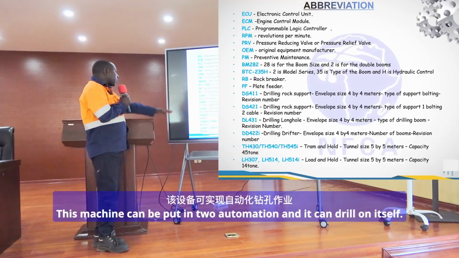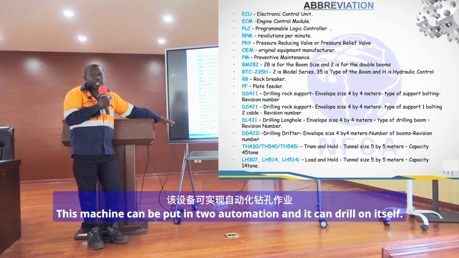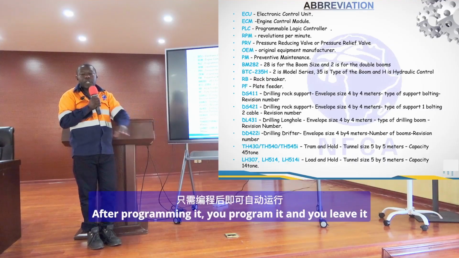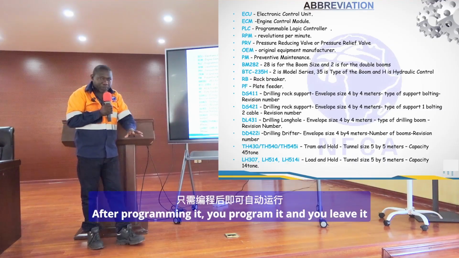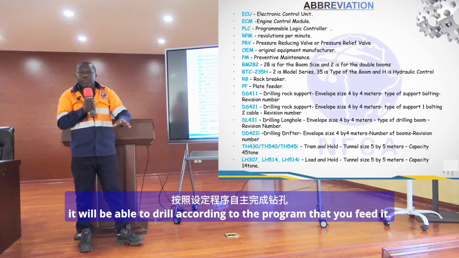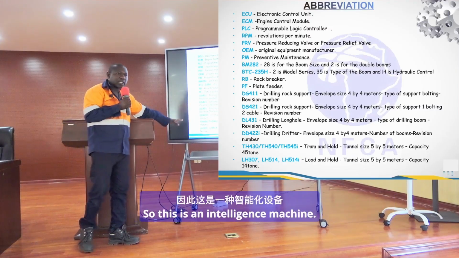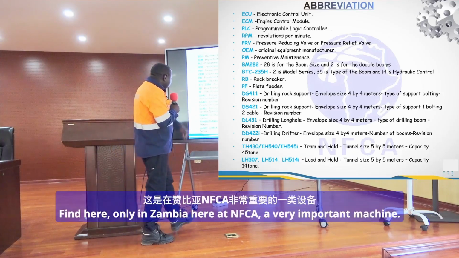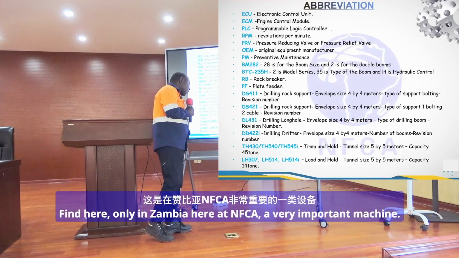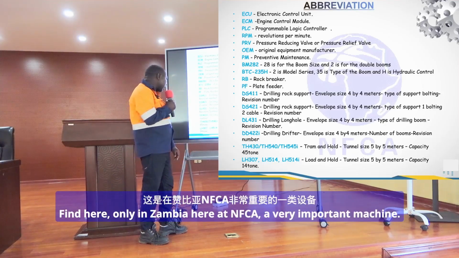Meaning what? This machine can be put into automation and it can drill on its own. After programming it, you program it and you leave it, it will be able to drill according to the program that you feed it. So this is an intelligent machine. You find it here, only in Zambia, here at NFCA, a very important machine.